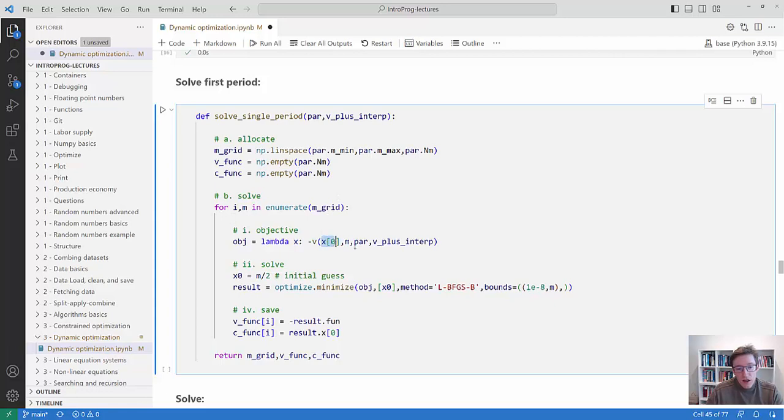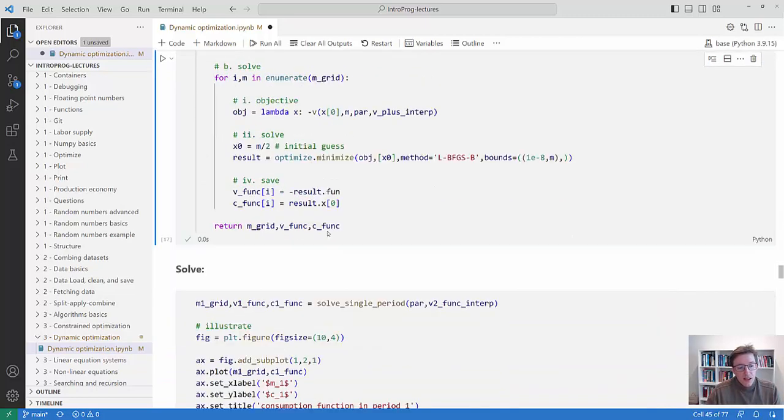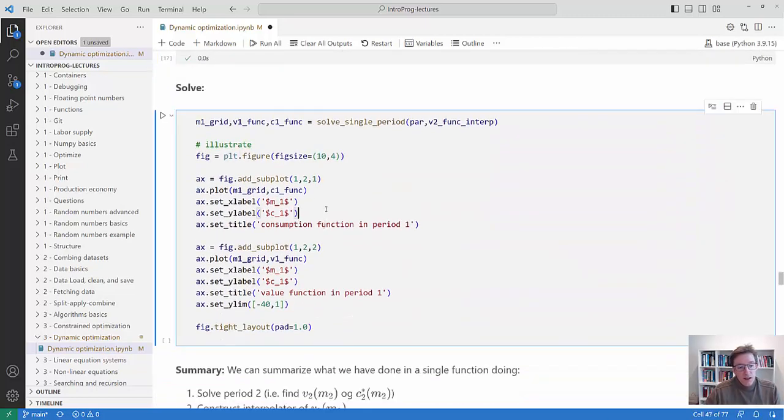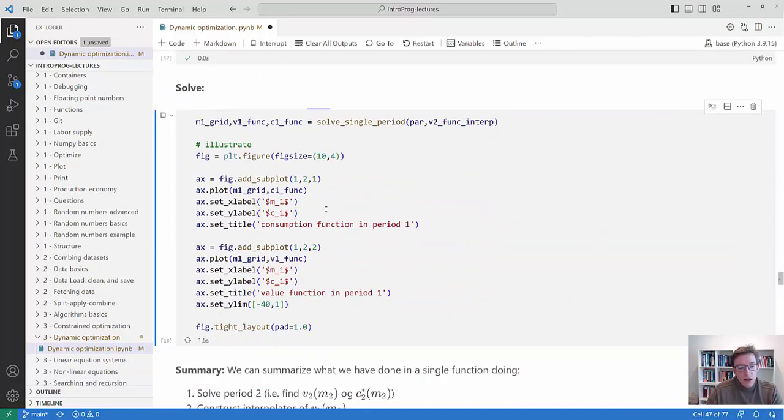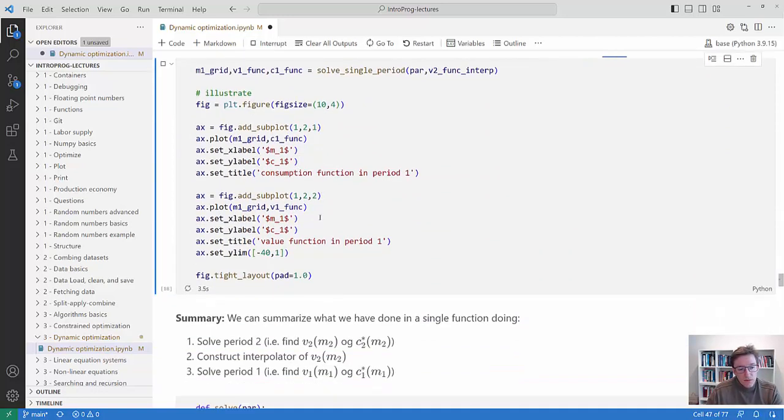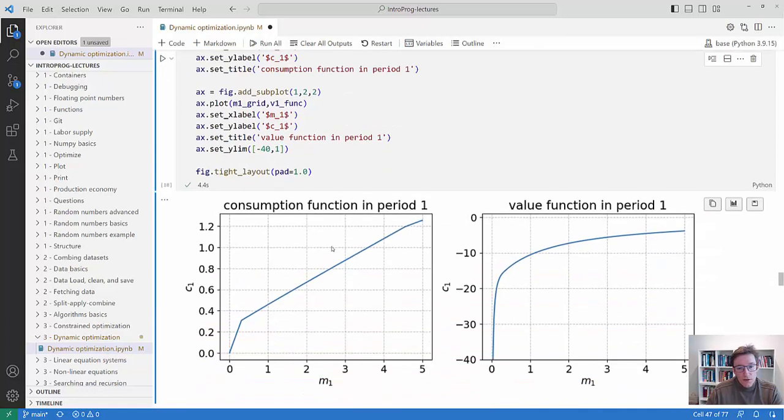And we simply put in the cash in hand and this interpolator function. We guess again on consuming half, and we do it exactly in the same way. So we can do that, and then we can solve it, and we get out our consumption function and value function again. But now we have them in the first period.